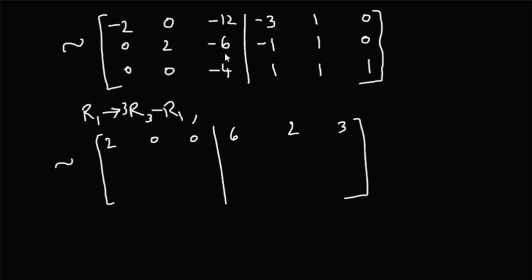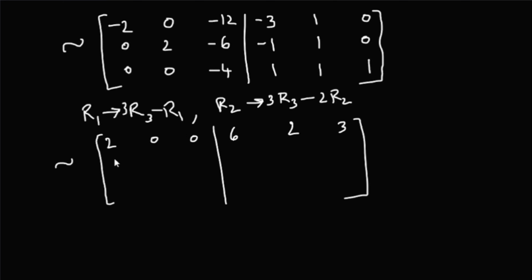Next, we need to get 0 in this position in place of minus 6, right? So we need to modify R2. How to get 0 here? Using this one only. You multiply R3 by 3, you will get minus 12. So how to get minus 12 here? It is 2, multiply it by 2. So minus 2R2. So 3R3 minus 2R2.